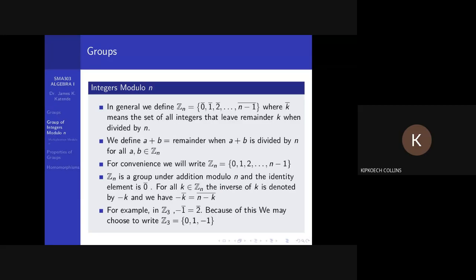Excuse me, sir. Could you please repeat how to find the inverse? Can you read here? Sometimes you should be able to read. The inverse of k is n minus k. So for instance, if n is 3 and k is 1, the inverse of 1 is 3 minus 1, which is 2. So if I add 1 plus 2, I get 0. 0 is the identity, so 2 is the inverse of 1.